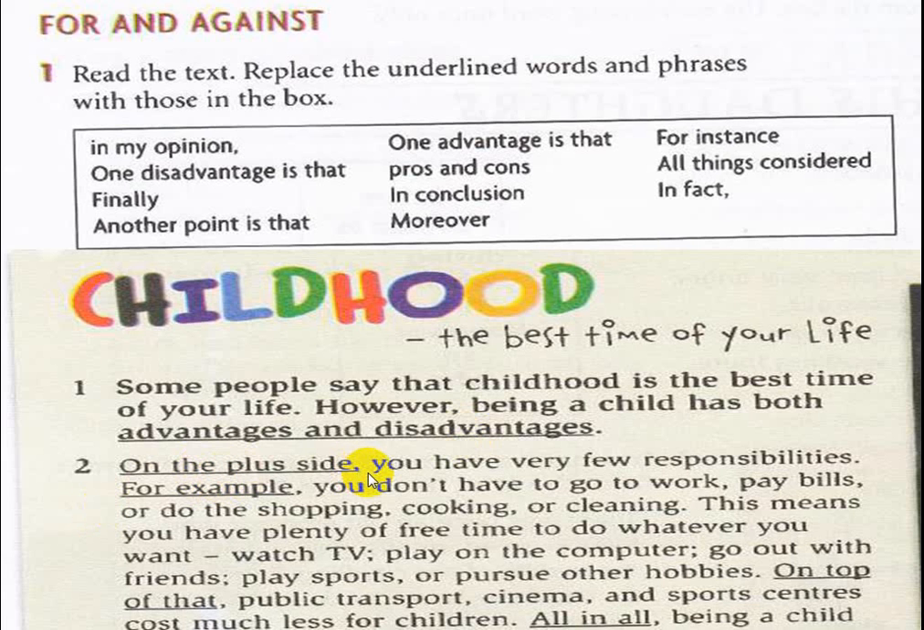Paragraph number 2. On the plus side, you have very few responsibilities. For example, you don't have to go to work, pay bills, or do the shopping, cooking, or cleaning. This means you have plenty of free time to do whatever you want. Watch TV, play on the computer, go out with friends, play sports, or pursue other hobbies. Pursue has several meanings, but here in this paragraph it means to practice, as in pursue other hobbies.